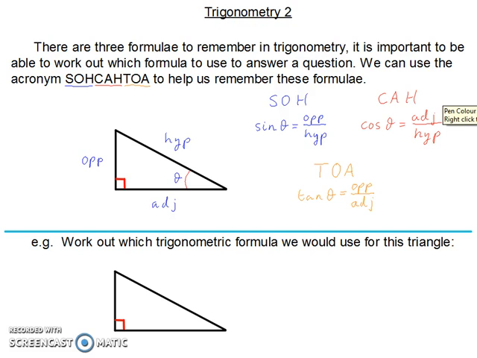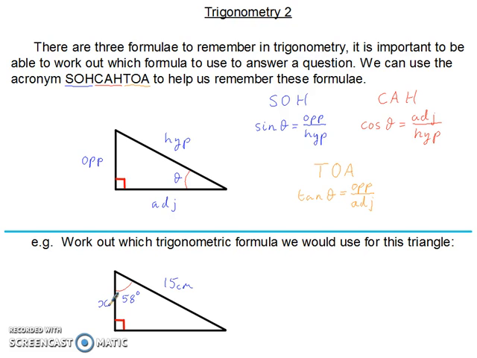Now then, I'm going to change angle. In this example, we're going to work out which trigonometric formula we would use for this triangle. Let's say we've got an angle here. We're going to call this 58 degrees. And we know that this side here, the hypotenuse, the longest side, is 15 centimeters, and we want to work out this side here.